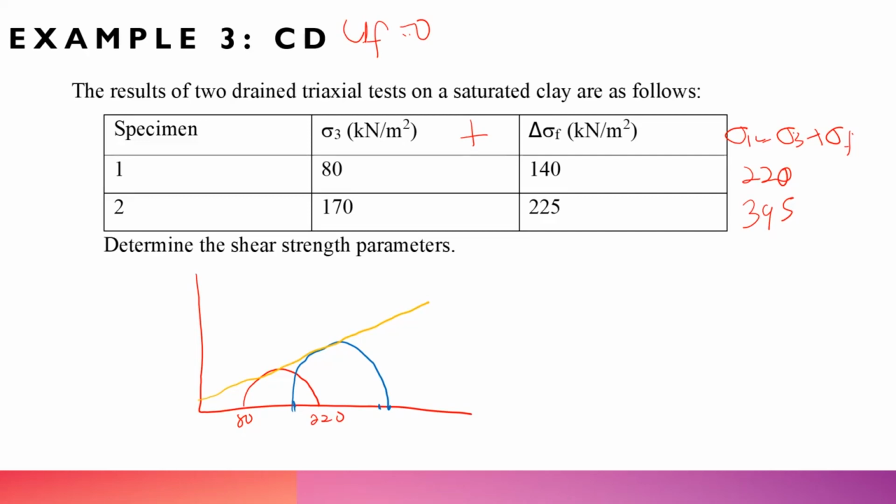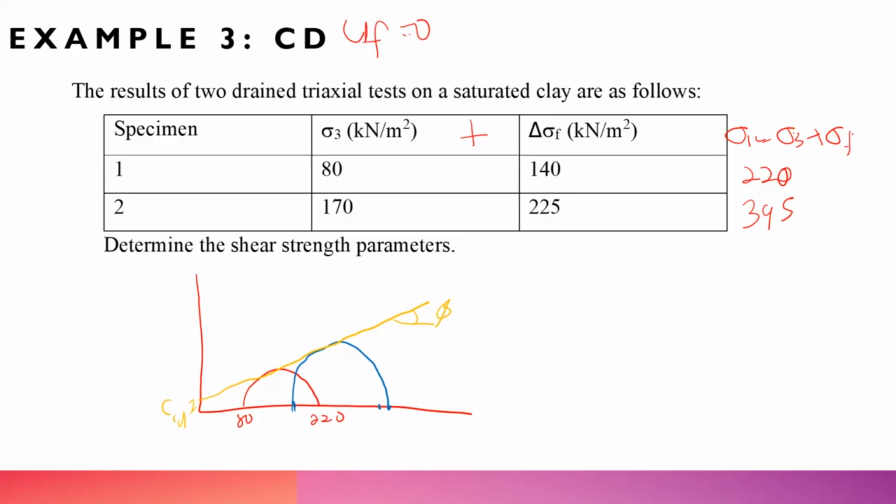From here to here is your C value. Because it is CD, normally we put C sub CD, or you can just put C, and the slope of the failure line is your friction angle. You can try to calculate it by yourself later. I'll just show you how to solve it.